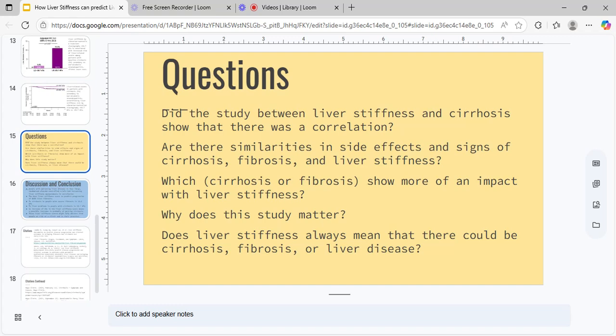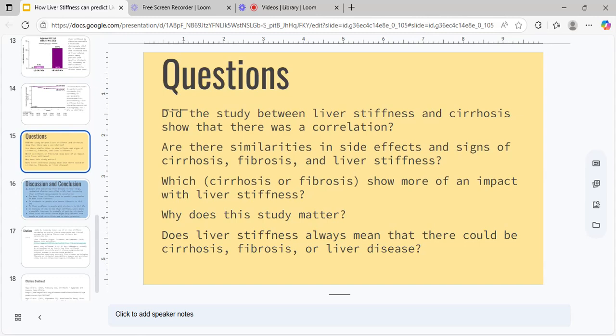And that is another yes. Again, cirrhosis and fibrosis all have symptoms like liquid buildup in the liver, nausea, sudden weight loss, blood vessels being shown more, enlargement of your fingers and numbness, lack of motivation, lack of appetite. So yes, there are similarities. And because we now know that there's a correlation between cirrhosis and fibrosis, liver stiffness also relates to these similarities in side effects and signs.